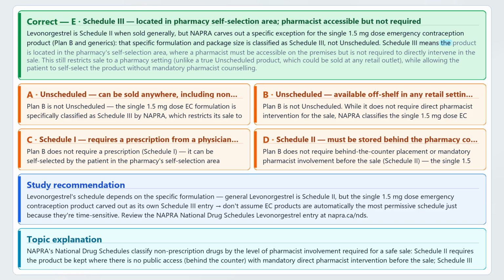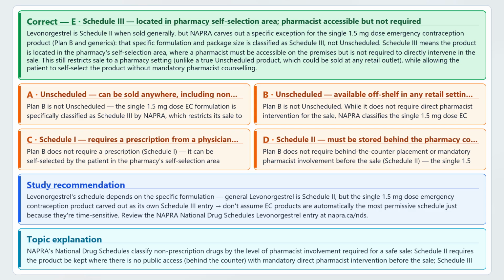Schedule 3 means the product is located in the pharmacy's self-selection area, where a pharmacist must be accessible on the premises but is not required to directly intervene in the sale. This still restricts sale to a pharmacy setting, unlike a true unscheduled product, which could be sold at any retail outlet, while allowing the patient to self-select the product without mandatory pharmacist counseling. If you chose a different option, feel free to pause here and review the comments for each answer and the study recommendation below.